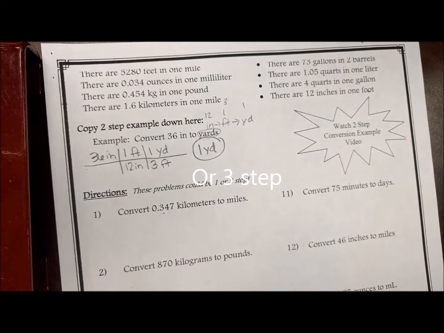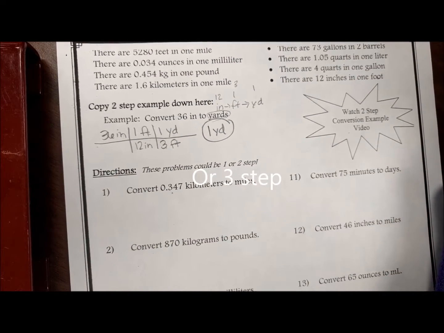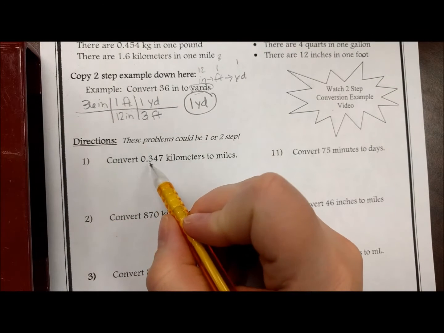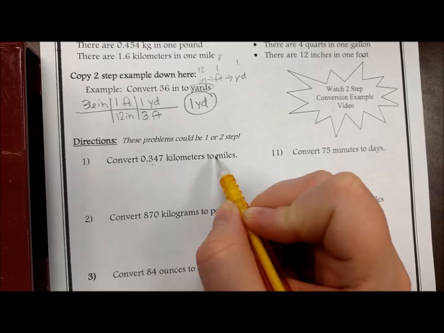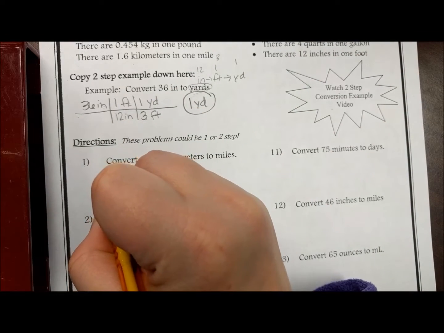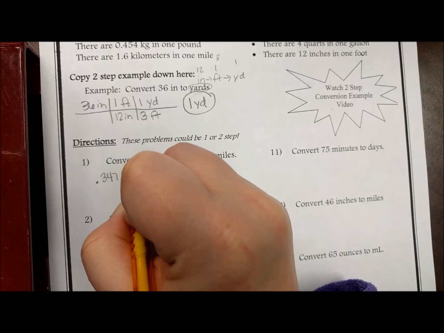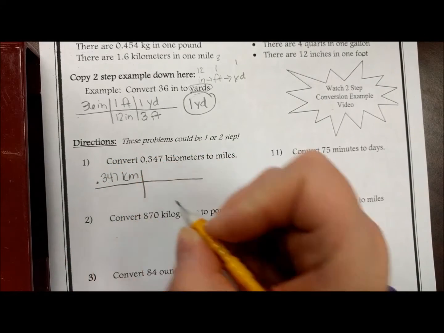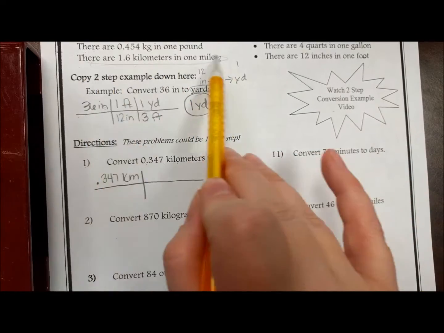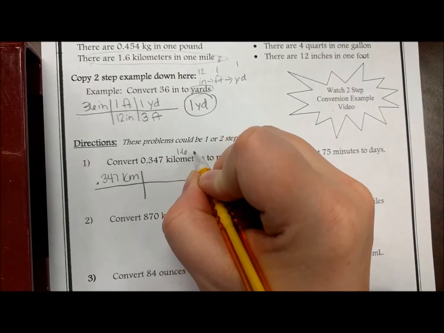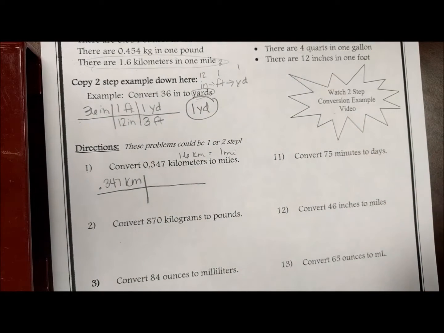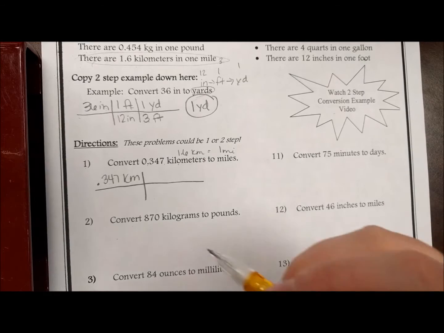So in these examples, you could have 1 or 2-step problems. Your job is to figure out which one's which. It says convert 0.347 kilometers to miles. So write down what they give me. And then I look and see if I can find a conversion factor from kilometers to miles. Well, right here there is one. There's 1.6 kilometers in 1 mile. So we can go ahead and do this problem. It's just going to be a one step.